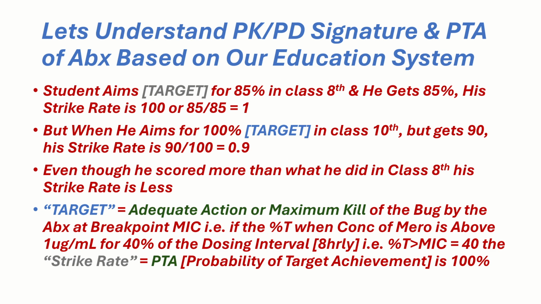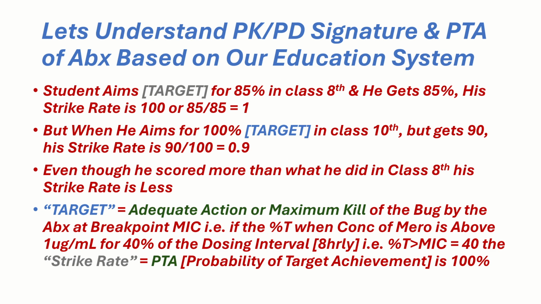Again, to put it in simpler words, if I am able to treat my patient with meropenem dosing of, let us say, 1 gram TDS over a 3-hour infusion with an MIC of an E. coli isolate of 1, and the patient gets cured, that means my target is achieved. So that means I have attained maximum kill or the adequate action.